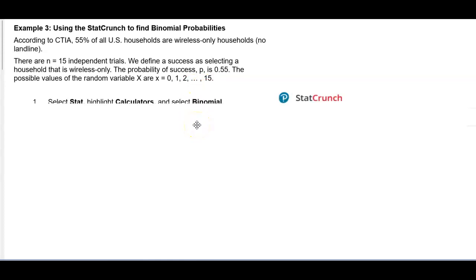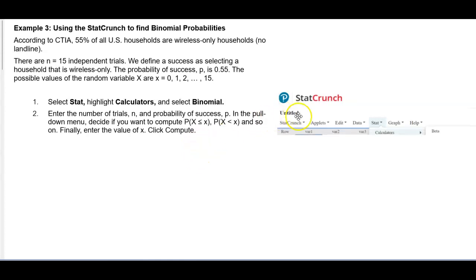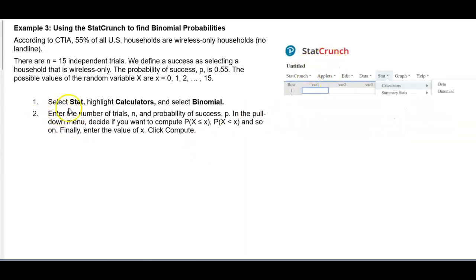Now, we want to be able to use StatCrunch. In order to use StatCrunch, you can see here what it looks like. You want to go to Stat, highlight Calculators, and then select Binomial since we're dealing with a binomial probability. Then you enter the number of trials, which is n, the probability of success, which is p, and in the pull-down menu, you decide if you want to compute less than, greater than or equal to, or greater than, and so on. Finally, you enter the value of x, and then you click Compute.